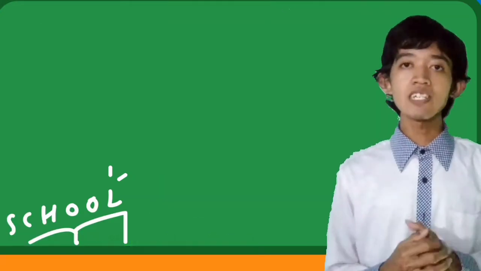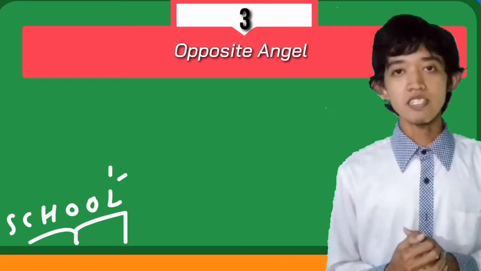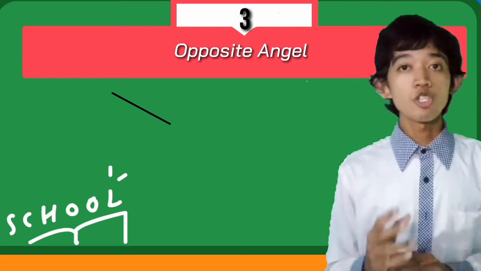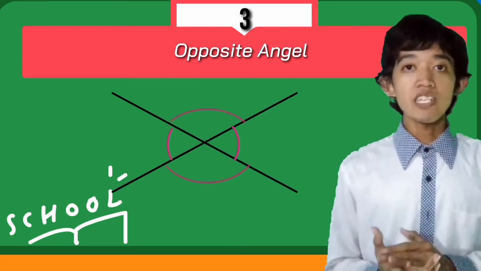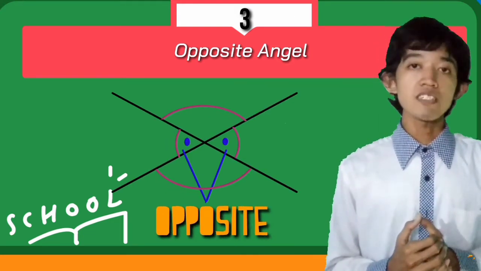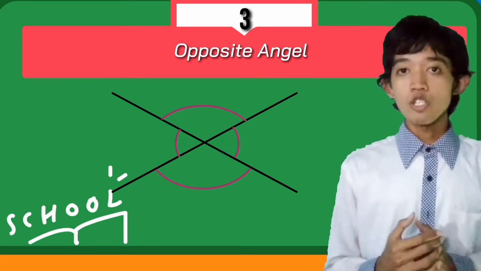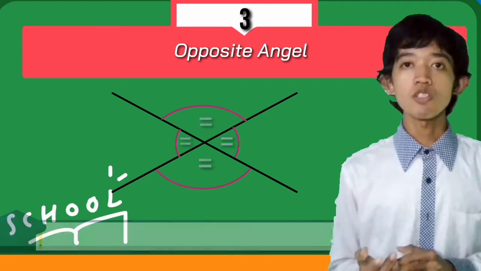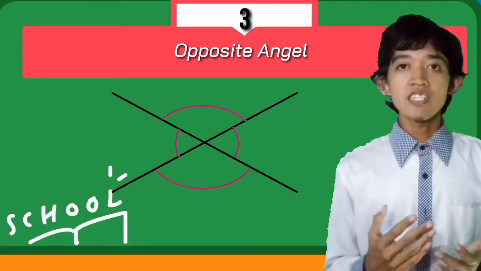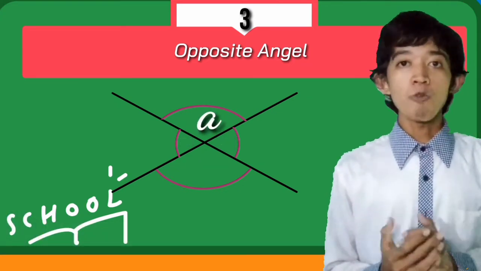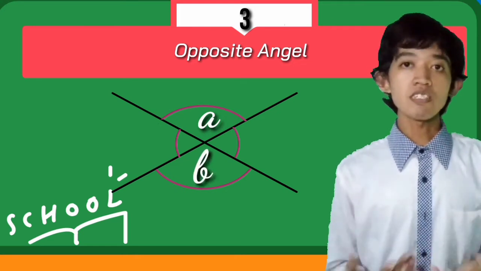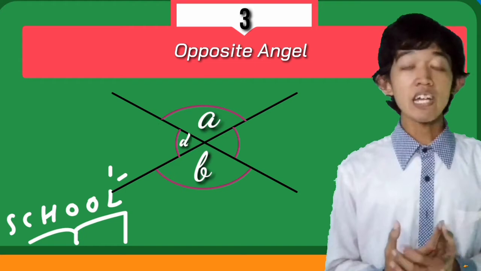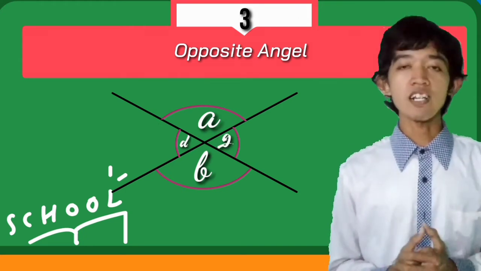Okay, last is opposite angles. Opposite angles defines two angles that are opposite each other. Two opposite angles have the same magnitude. Note that the angle alpha with the angle beta is the same, as well as the delta angle with the gamma angle.